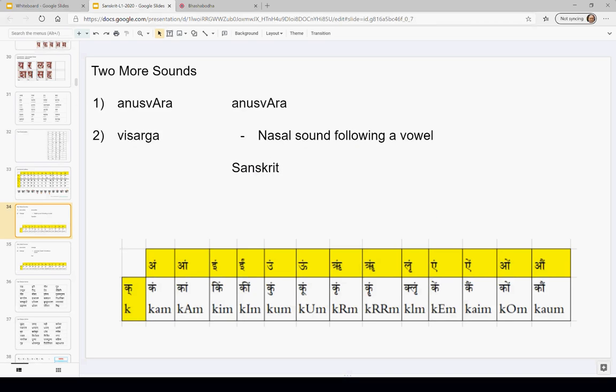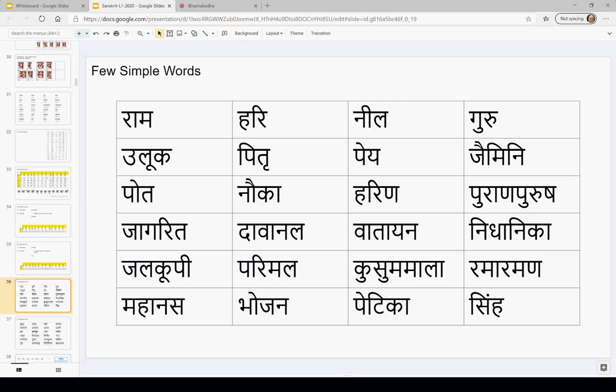Okay, a few more practice ones are here. Those are simple words. There is no anuswara. There is anuswara here. Yes, who wants to read this? Rama, Hari, Neela, Guru. Very good, thank you.